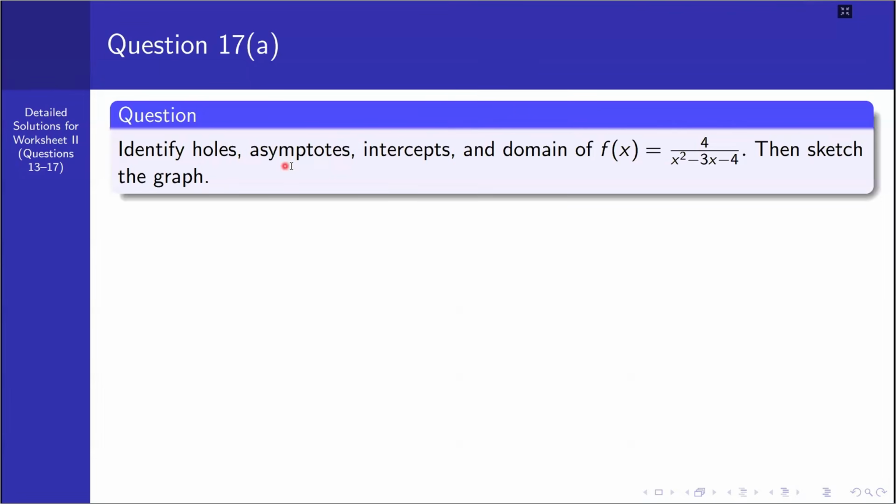Identify the holes, asymptotes, intercepts, and domain of f of x equals 4 over x squared minus 3x minus 4, and then sketch the graph.